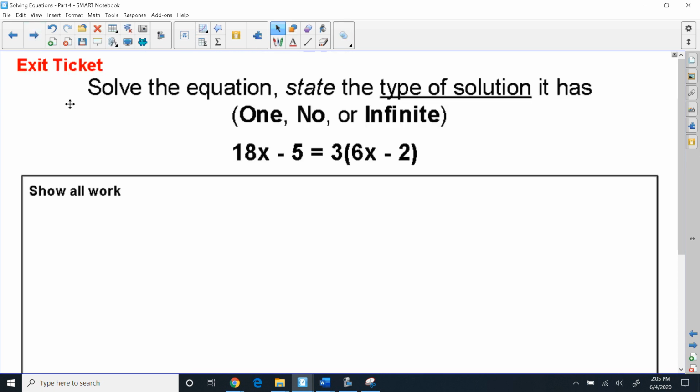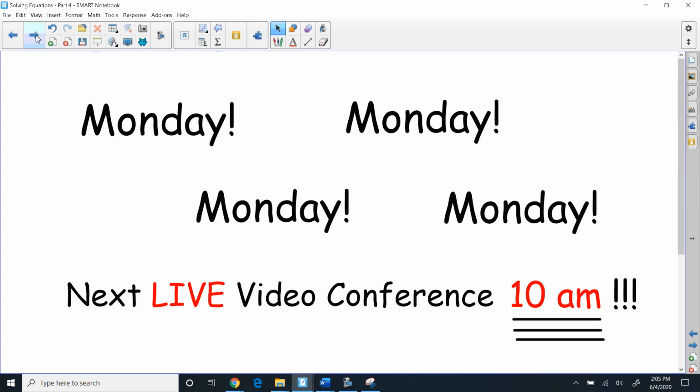So there's an exit ticket, of course, waiting for you to state what type of solution this equation is, one, no, or infinite solutions. So show your work in there. So our next meeting will be on Monday. So I hope you come and join us for the live video conference.